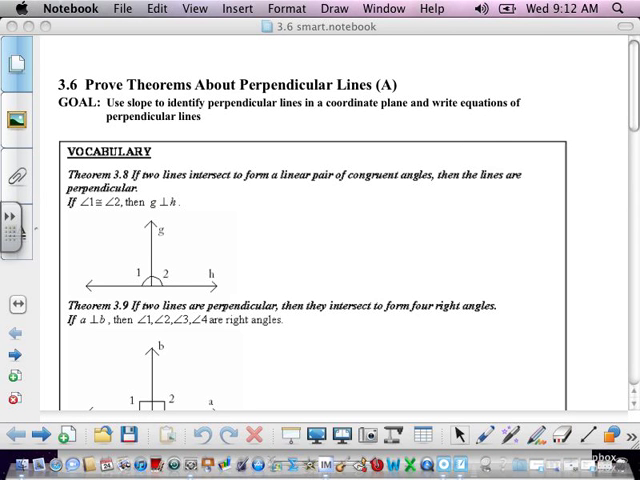Theorem 3.8. If two lines intersect to form a linear pair of congruent angles, then the lines are perpendicular. So if angle 1 and angle 2 are congruent, and they make up a linear pair, then G and H must be perpendicular.